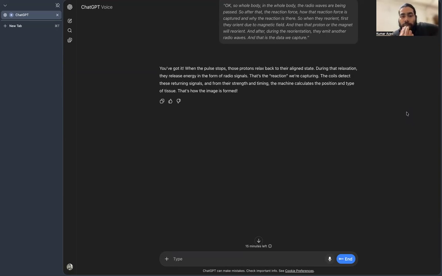Okay, the coil detects this returning signal. That is a very complicated task to perform, and then the machine calculates the position and the type of tissue. How does the machine calculate its position and the type of tissue? Based on the type of tissue, they map. Also, they might have previous scans so that they are mapping in a similar way, actually.